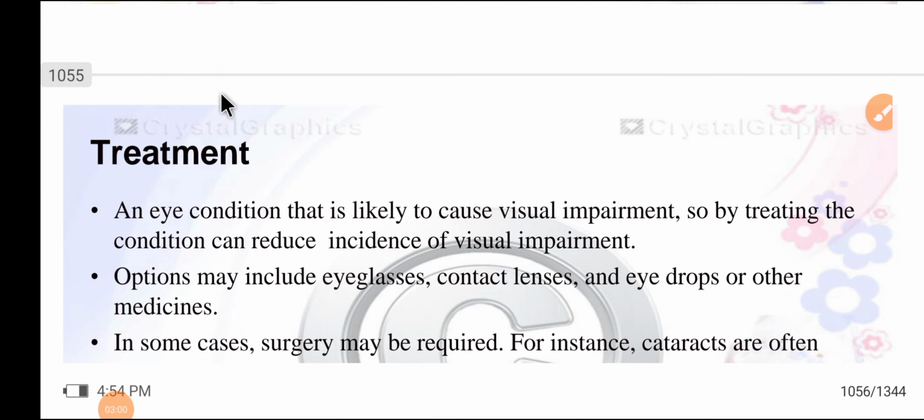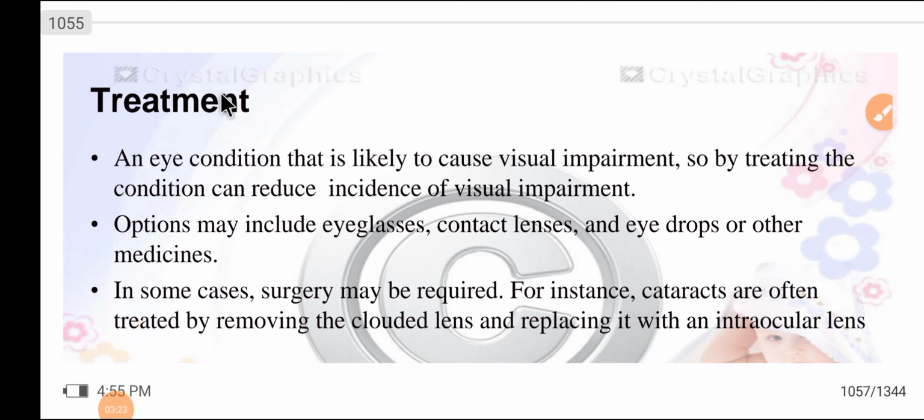Treatment: an eye condition that is likely to cause visual impairment, so by treating the condition can reduce incidence of visual impairment. Options may include eyeglasses, contact lenses, and eye drops or other medicines. In some cases, surgery may be required. For instance, cataracts are often treated by removing the clouded lens and replacing it with an intraocular lens.